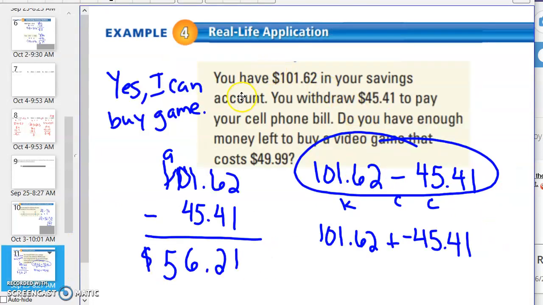Okay, next real life application. You have $101.62 in your savings account. You withdraw $45.41 to pay your cell phone bill. Do you have enough money left to buy a video game that costs $49.99?